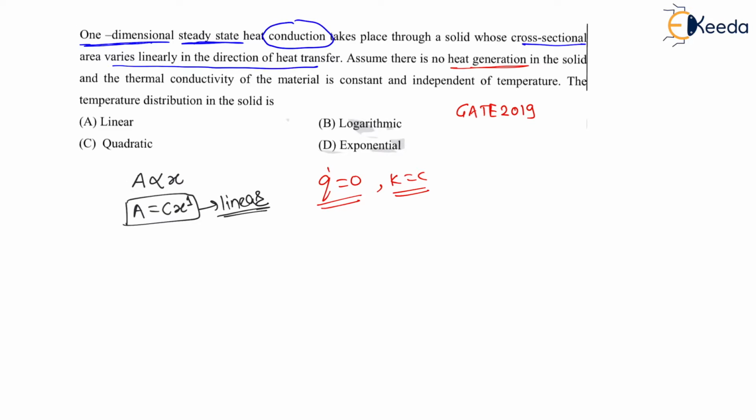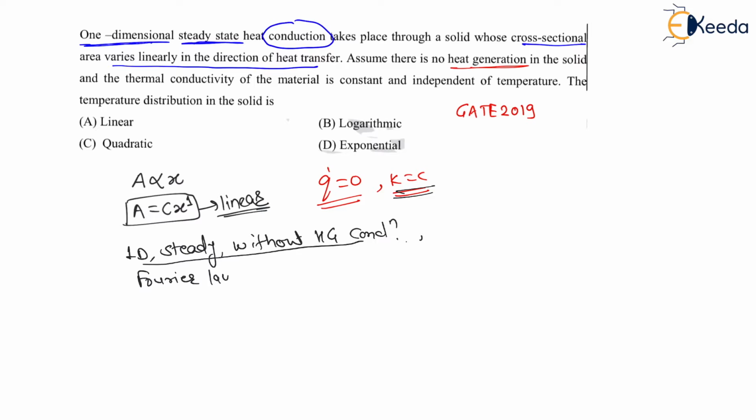Now, my dear students, as it is 1D steady without heat generation, conduction through a solid, for such a type of flow with uniform value of thermal conductivity, with thermal conductivity constant, we have Fourier law, right? Let us use Fourier law. Now, Fourier law is nothing but heat conduction along x direction is equal to minus kA dT by dx, that we have seen in theory lectures.